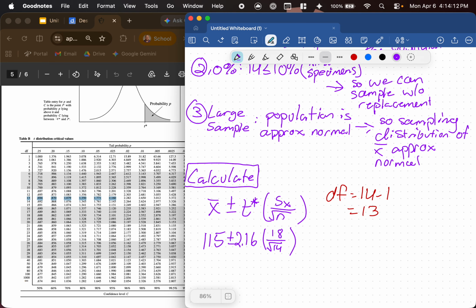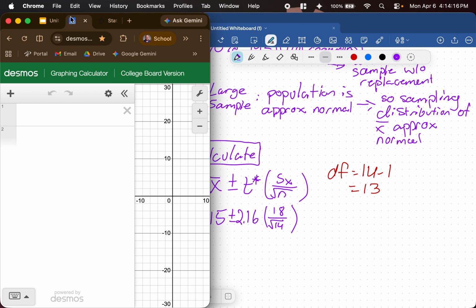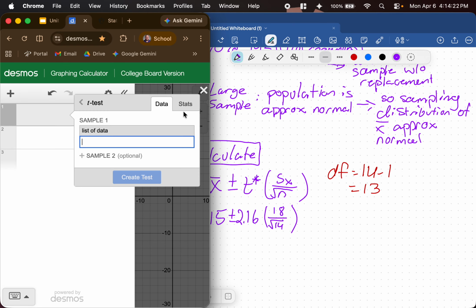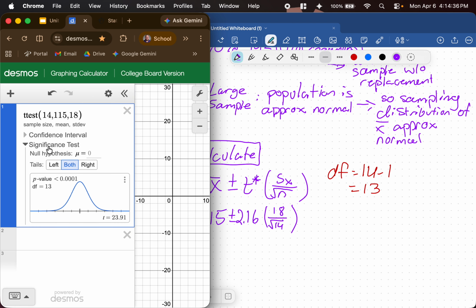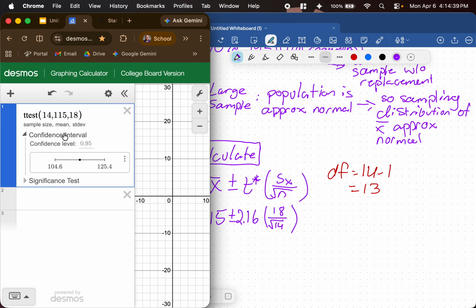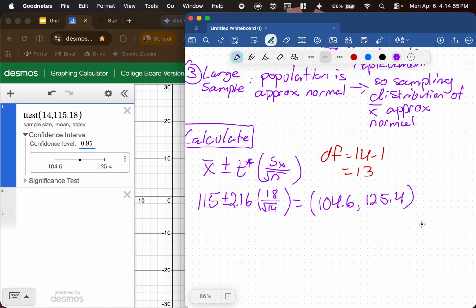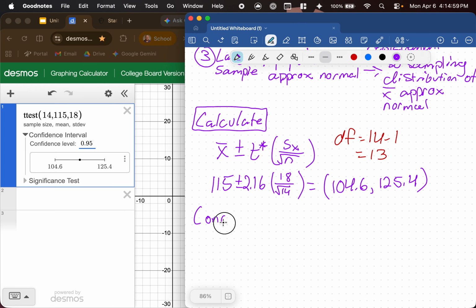So this is our confidence interval. You would calculate this on your own, or what you can do, using Desmos, we can go to inference, t-test. We don't have a list of data, but we do have our stats. So our stats are going to tell us a sample size of 14. Our mean was 115, and we had a standard deviation of 18. We insert degrees of freedom down here for 13. Confidence interval at 95% is going to give us a confidence interval between 104.6 and 125.4. Okay, and then the last thing we just have to do is we just have to conclude.